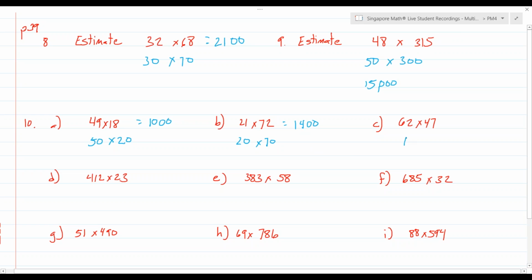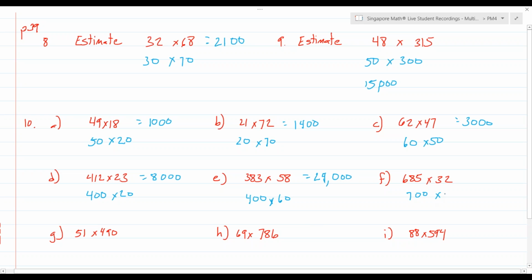62 times 47 is about 60 times 50. That's 30 with 2 zeros. $412 times 23 is about 400 times 20, so that's 8 with 3 zeros. Estimating is really easy, isn't it? 400 times 60, that will give us 24 with 3 zeros, 24,000.